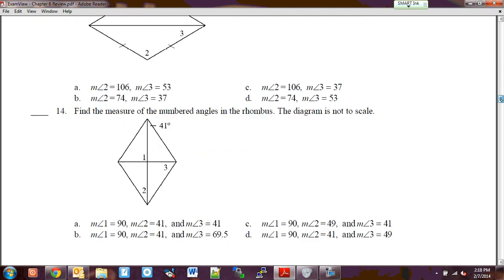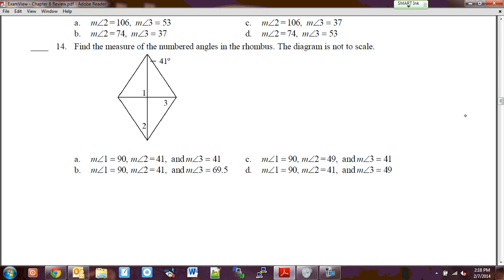Number 14. Find the measure of the numbered angles in the rhombus. Well, what do we know about the diagonals of a rhombus? Hopefully you just said they're perpendicular. So that means the measure of angle 1 is 90. All right. Remember, opposite angles are congruent. And also, the diagonals of a rhombus are bisectors. So that means 2 is 41 degrees also.